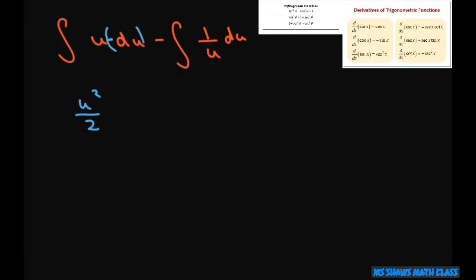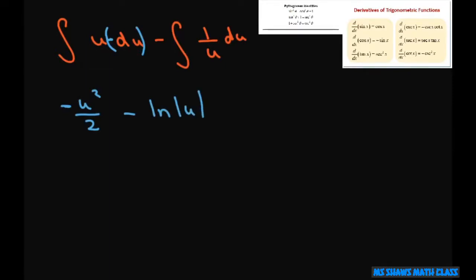So let's write that out. Integral of u du minus the integral of 1 over u du. When you integrate this, this is going to be u squared divided by 2, and this was actually negative du, right? So pull the negative out, minus, and this is going to be ln of u.